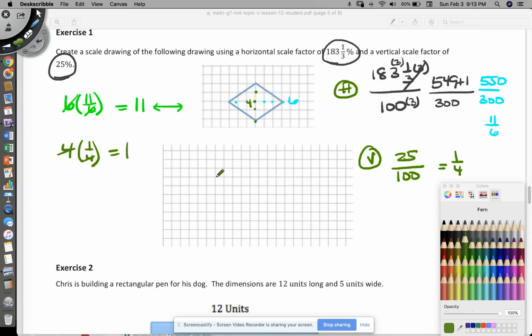All right, give yourself a chance to draw that. If you need to pause the video, you can. And exercise 2 is on you guys. So I'm going to let you figure out exercise 2, and that is the end of this video tutorial.